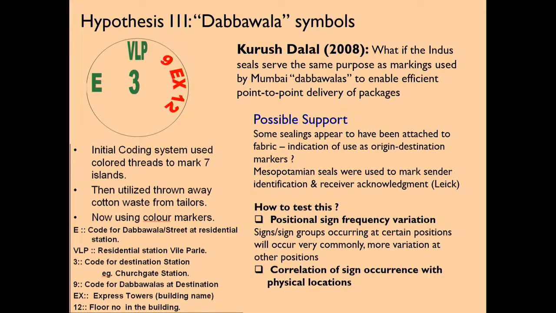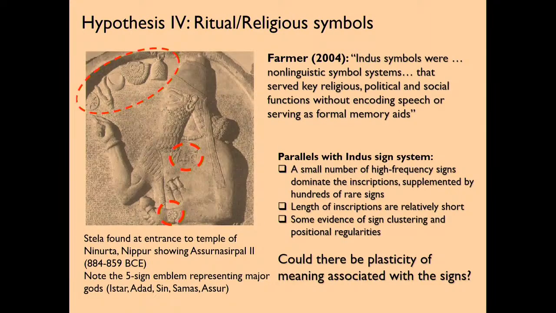Kurush Dalal was the archaeologist who first suggested that the Indus could be something similar. And the fact that some of the sealings were attached to the fabric which sealed off certain containers suggests that it may not be a very far-fetched idea. And in fact, there are Mesopotamian seals which were used to mark sender and receiver. Again, you can try to test this by looking at whether signs occur at certain positions very commonly, and whether there are more variations in other positions. Is there a correlation of sign occurrence with the location in which those signs have been found, and so on?